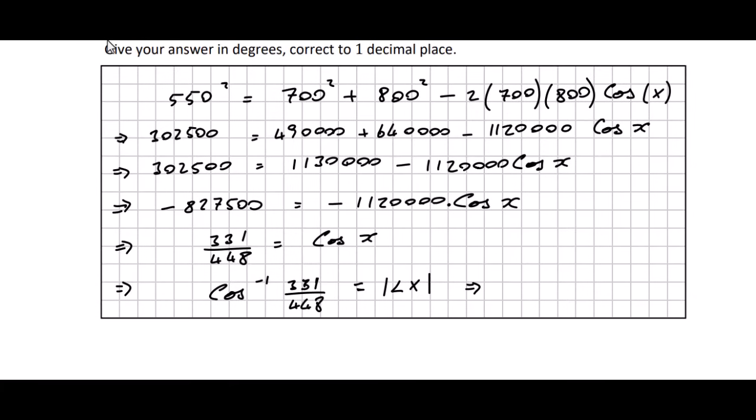So let's see our answer then. The size of the angle at x there is going to be cos inverse 331 over 448. You can do that on your calculator. We need to do it to one decimal place, so it's going to be 42.4 degrees. That's our answer there. Okay, so let's have a look at the next question.